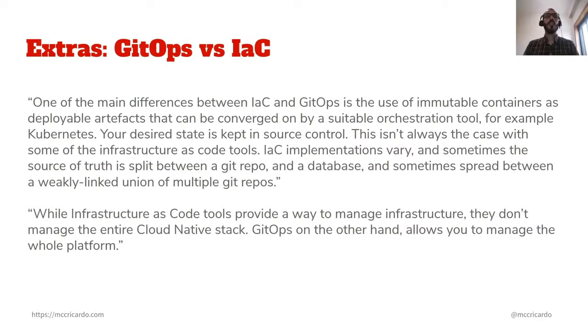the same thing. So the idea is that while infrastructure as code tools provide a way to manage infrastructure, they don't manage the entire cloud. And following a GitOps approach, we can include IaC inside GitOps and manage the entire cloud native stack.